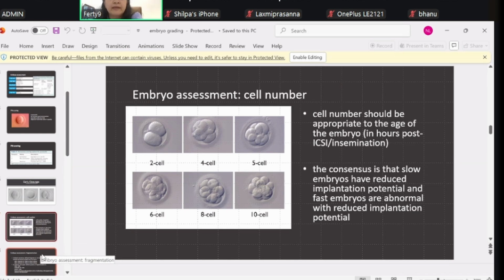So from the timing of ICSI, we clearly note down each oocyte, how many fertilized, then the day 3 status of each oocyte. Like that, in our embryology sheets we mention very clearly, so that we track each and every oocyte of the patient.